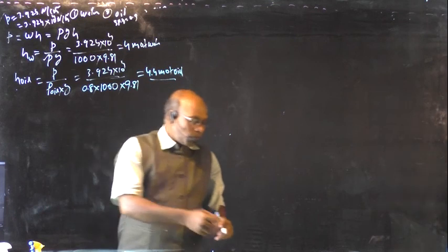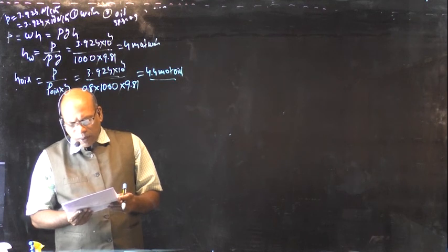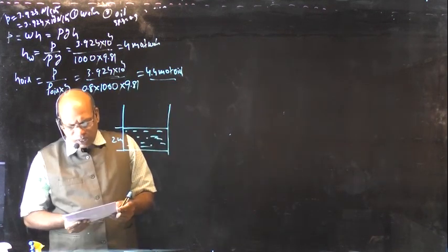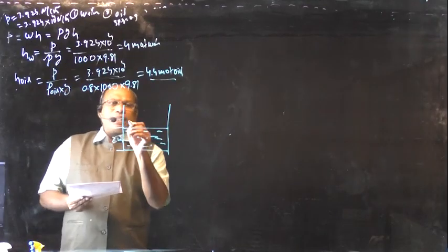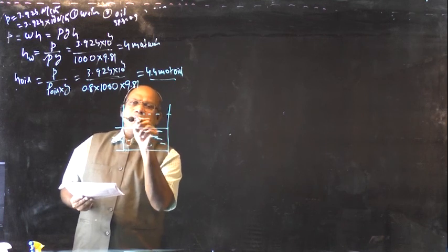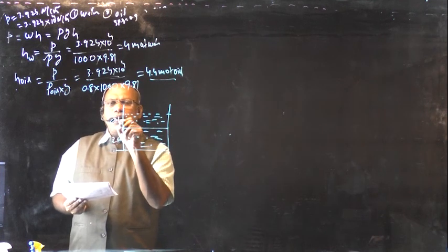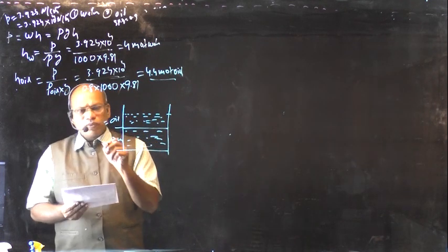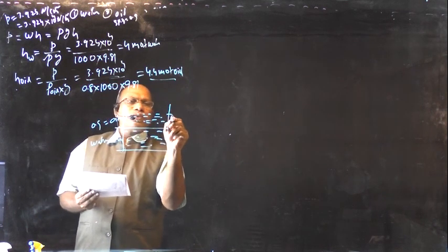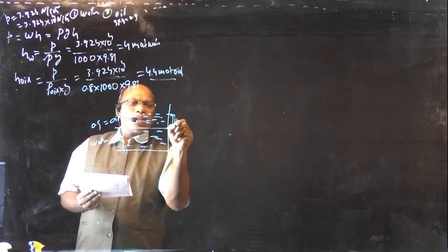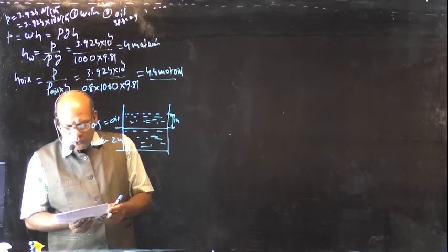And please note down one more problem. An open tank contains water up to a depth of 2 meters and above it an oil of specific gravity 0.9 for a depth of 1 meter. This is oil of specific gravity 0.9. This is water. The depth of oil is 1 meter. Find the pressure intensity at the interface of the two liquids.